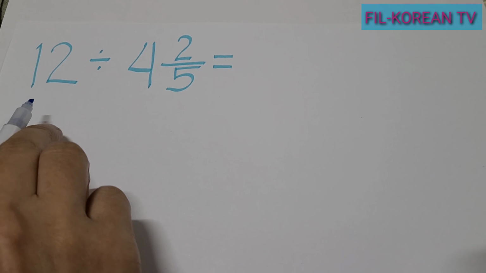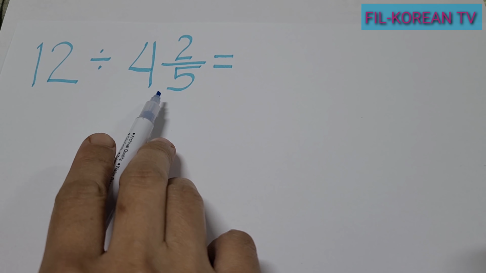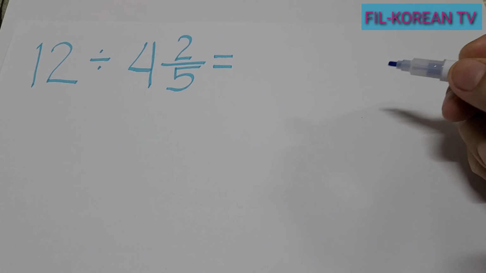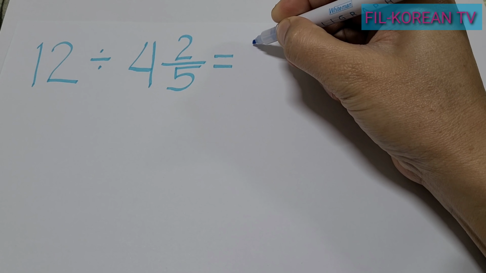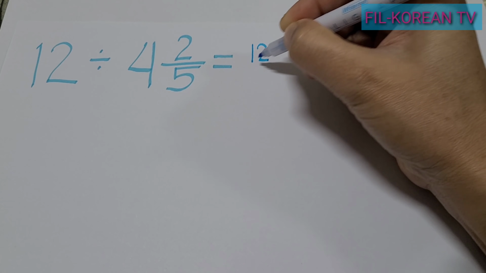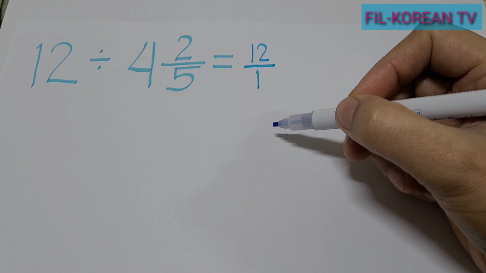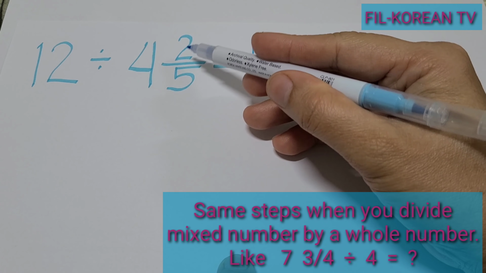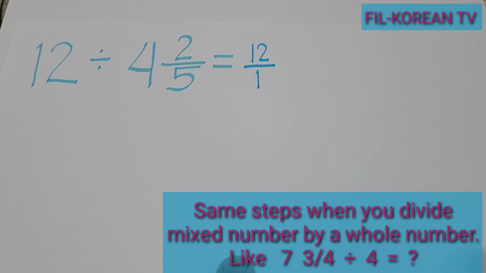Gawin na natin itong improper fraction at gagawin din natin itong improper fraction. Okay, itong whole number para maging improper fraction, gagamitan natin siya ng denominator na 1. Kaya yung 12 ang numerator natin at yung 1 ang denominator. So, improper fraction na siya.